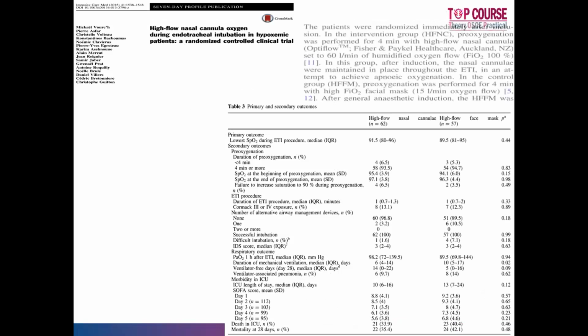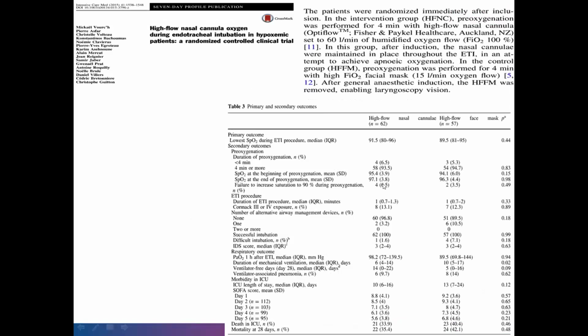Okay, so basically here the patients were randomized into an HFNC group and a high FiO2 face mask group. They looked at primary and secondary outcomes. So what was the primary outcome here? The lowest SpO2 during the endotracheal intubation procedure. For high flow nasal cannula, the lowest was 91.5, whereas in the high FiO2 face mask group it was 89.5, which is not statistically significant.